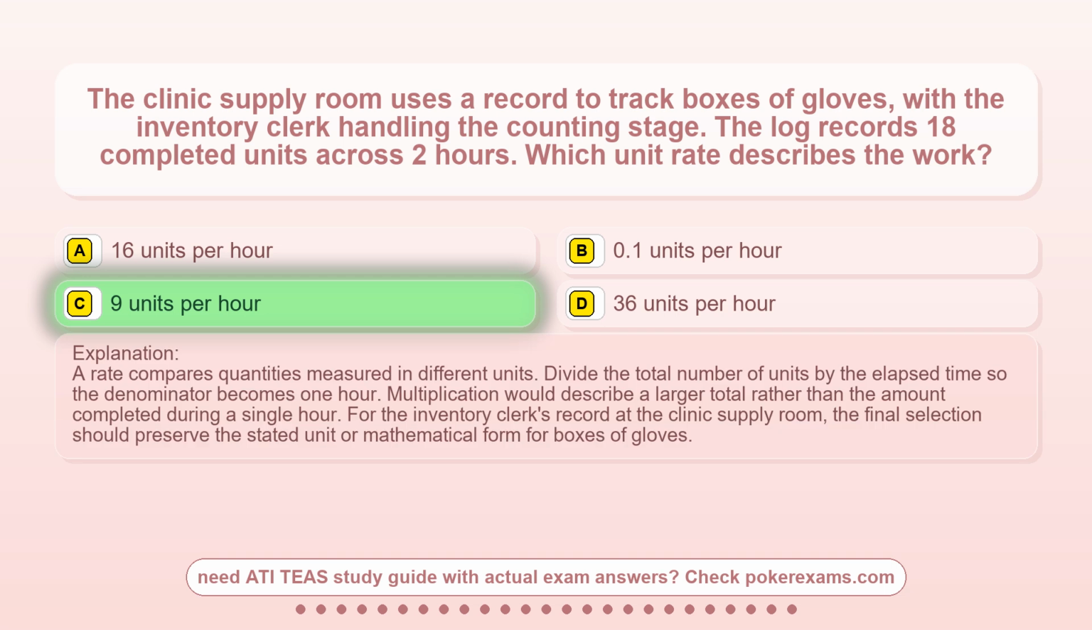A rate compares quantities measured in different units. Divide the total number of units by the elapsed time so the denominator becomes 1 hour. Multiplication would describe a larger total rather than the amount completed during a single hour. For the inventory clerk's record at the clinic supply room, the final selection should preserve the stated unit or mathematical form for boxes of gloves.